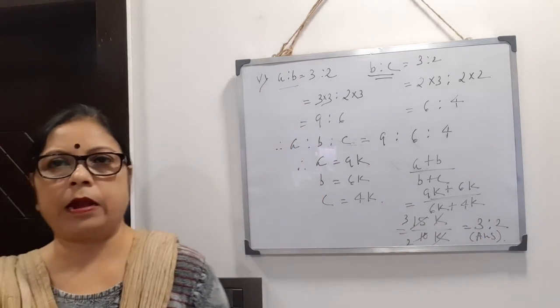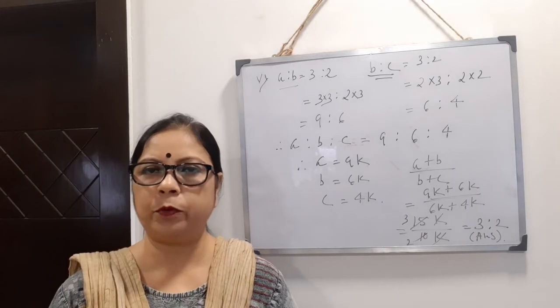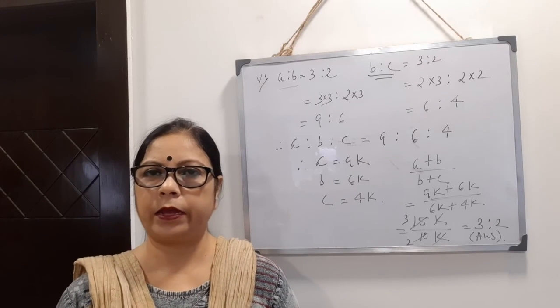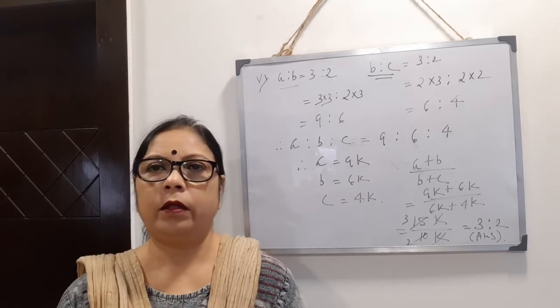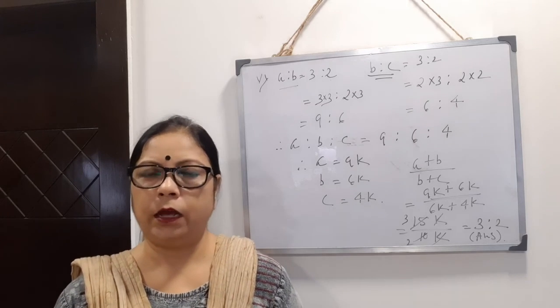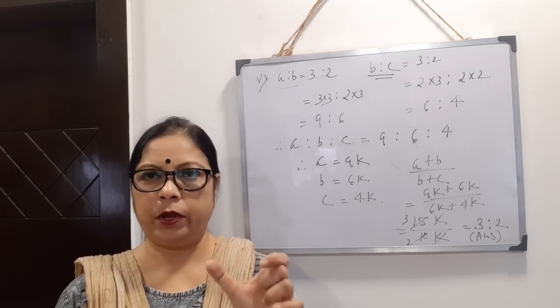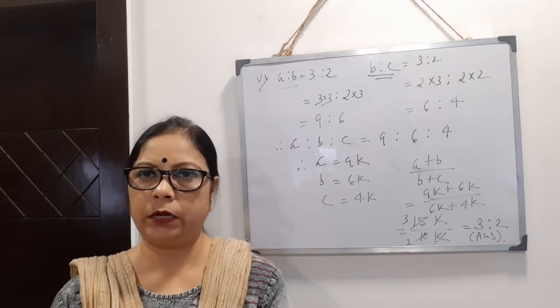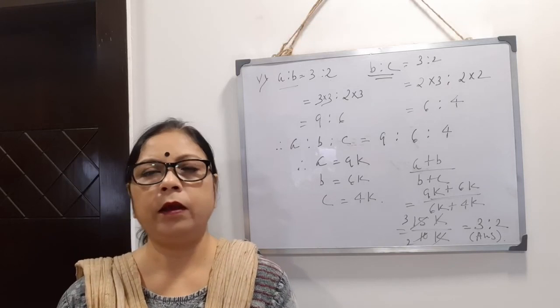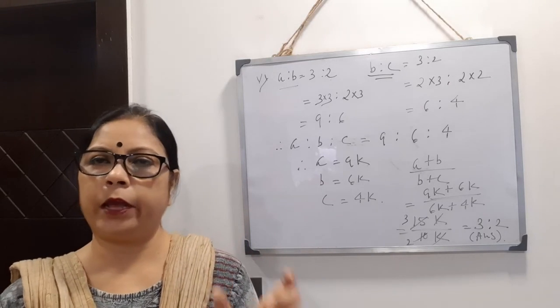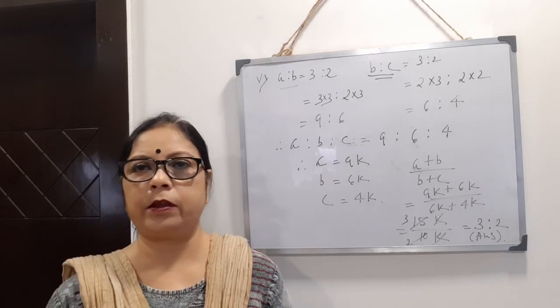So this is the revision class on ratio proportion. You will practice for your second unit test. And one thing I have to say here now, that in your answer sheet, on the first page where you are starting, you will write down your name and roll number and set number. So obviously you have to write. So don't forget to write your name and roll number. Clear? And set number also.